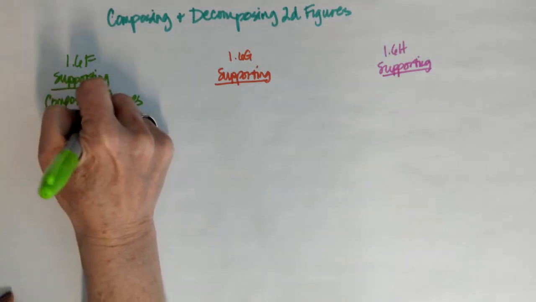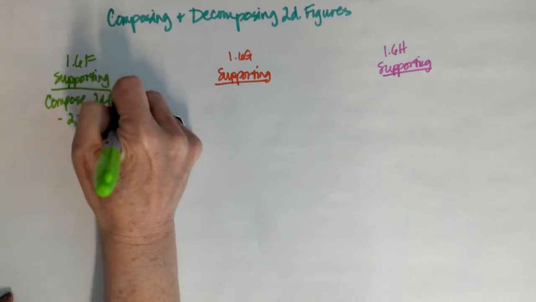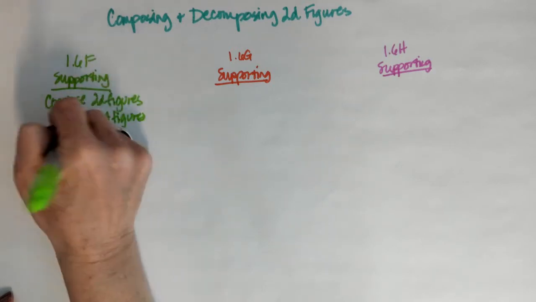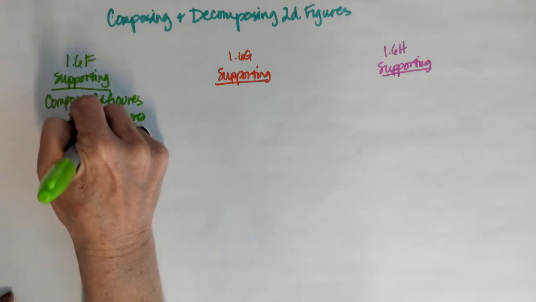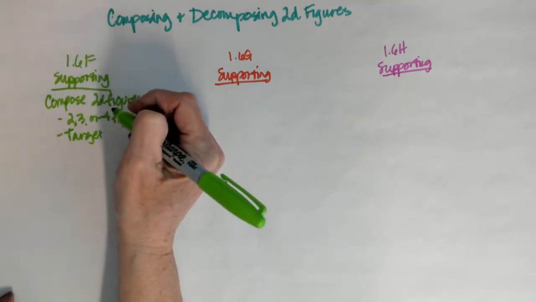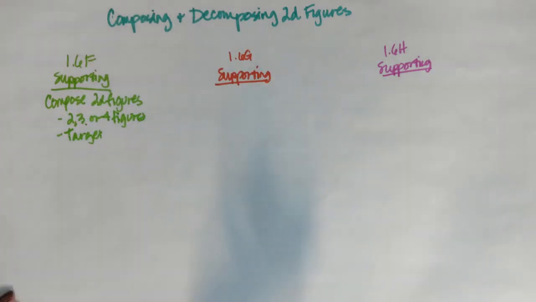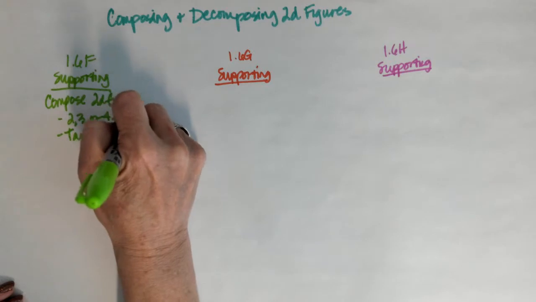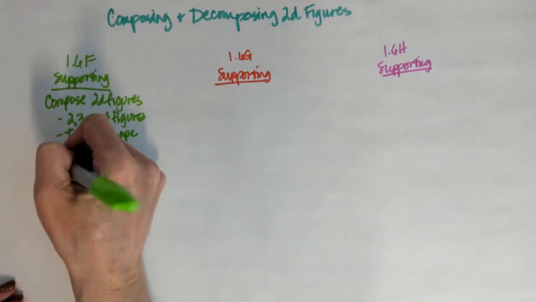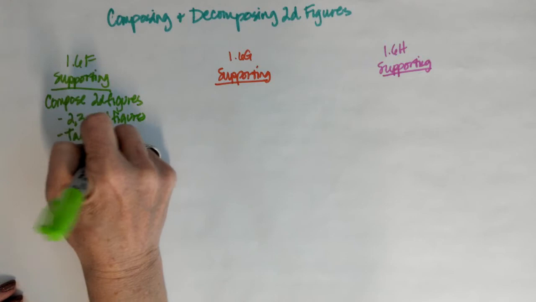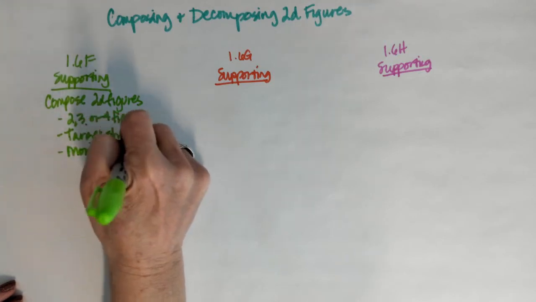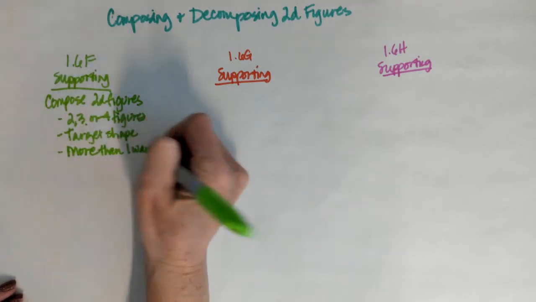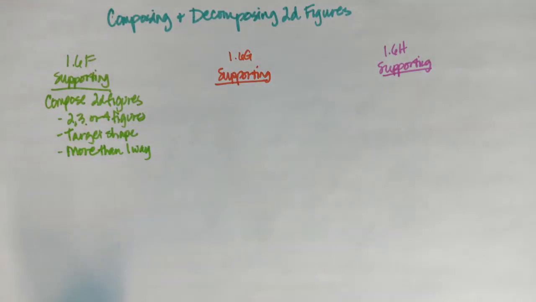2, 3, or 4 figures to make a target shape. That means I'm telling them what shape I want them to make. I'm not just asking them to make something up. I'm saying use 3 figures to create a hexagon. I'm being specific. So I'm giving them a target shape, and really critical, more than one way. So we have to extend that learning. It says more than one way if possible.